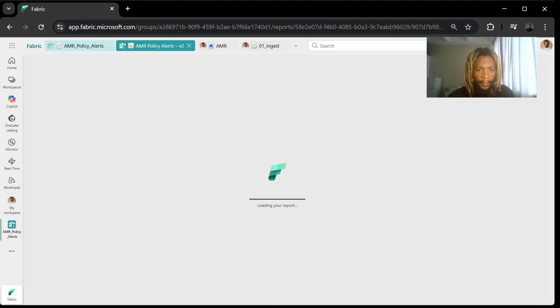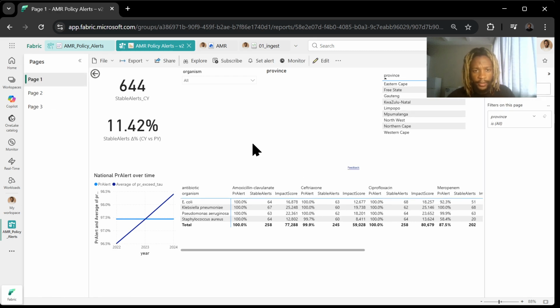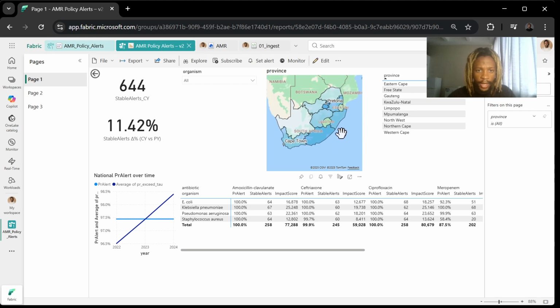Moving on to the Power BI report. At the top we see 644 stable alerts in the current year, 11.4% up from last year. The map shows alert intensity by province, and the trend line over here tracks national AMR alerts over time. At the bottom, we see a matrix which combines organisms and antibiotics, showing alert probability and number of stable alerts, as well as the impact score. So you can instantly spot pairs like E. coli plus ciprofloxacin driving the national signal.